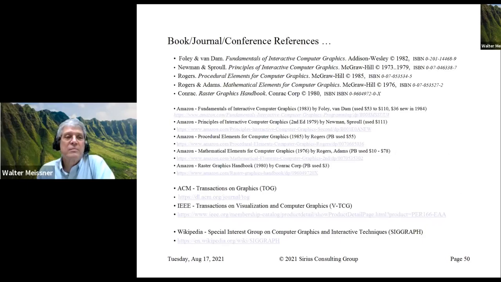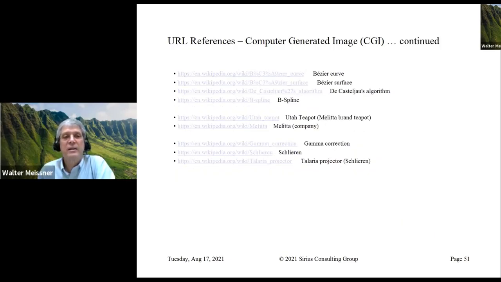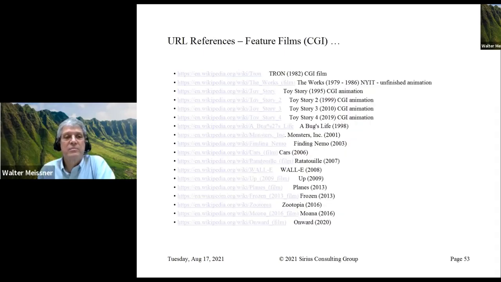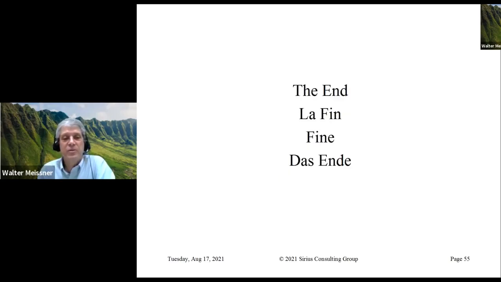So here are some books. Here are the five books that I own, that I've accumulated. ACM has Transactions on Graphics. IEEE has Transactions on Visualization and Computer Graphics. I have like 20 years of issues of that, but unless somebody's actually involved in the work and has time to read that, I really couldn't do much with it. I did attend one SIGGRAPH meeting in Boston, which is sponsored by ACM, and that was quite interesting. Here are some of the references for CGI, and some links to the pioneers, some of the feature films, and some of the video clips we'll be showing shortly.